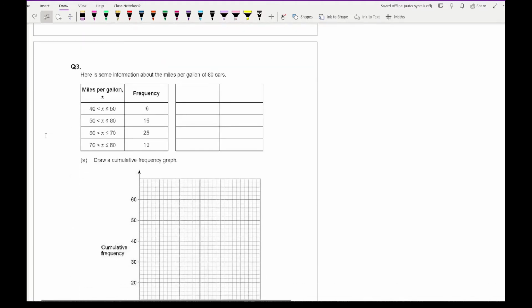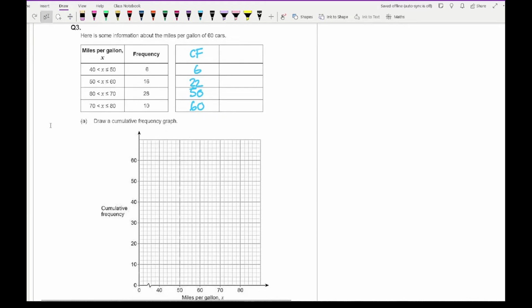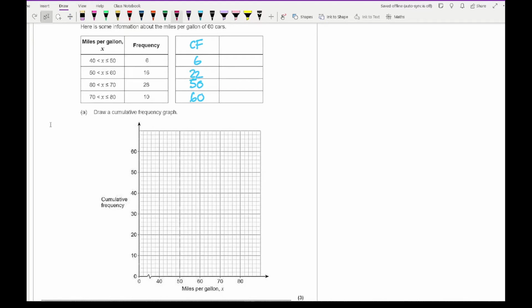Then question 3, it says here is some information about miles per gallon of 60 cars. And again, what we want to do is draw a cumulative frequency diagram. So first thing I need to do is set up my CF column. And then again, just working out the values in the same way, adding up the running total. So I've got 22, I've got 50, and I've got 60. And then just need to plot them in my graph. So plotting 50 at 6, 60 at 22, 70 at 50, and 80 at 60.